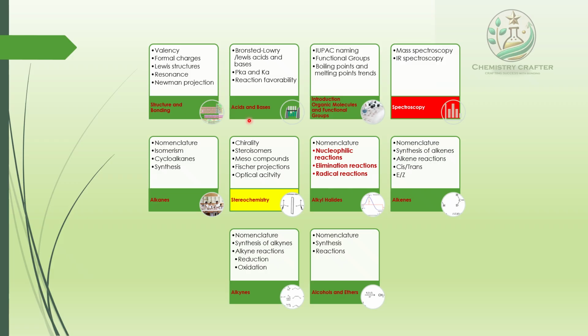And the next one, after that, usually they jump into acids and bases to get you introduced to pKa's and Ka values and which side the reaction is favorable. So that is what is covered in acids and bases.